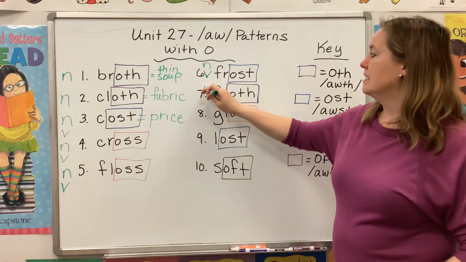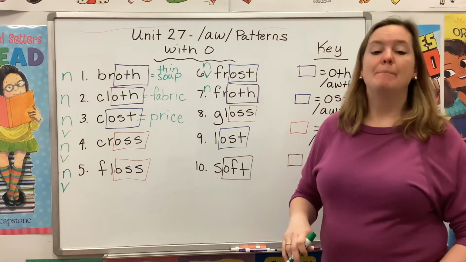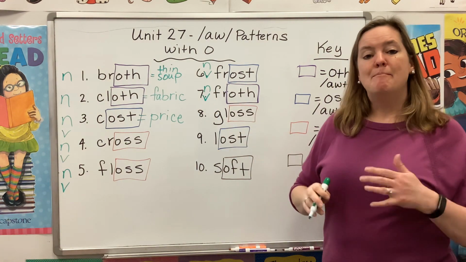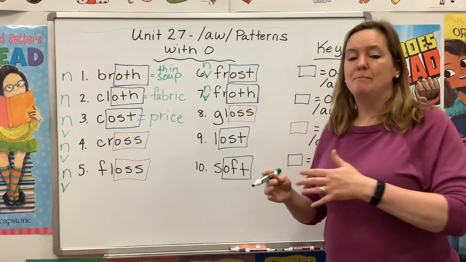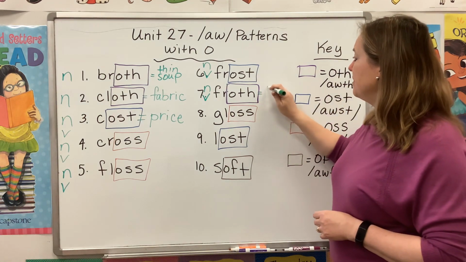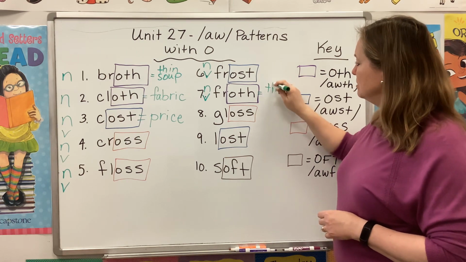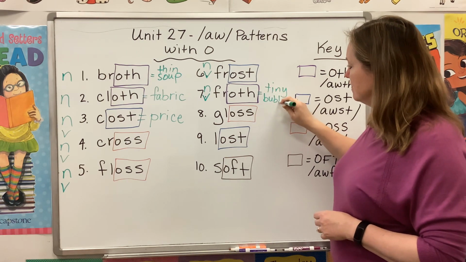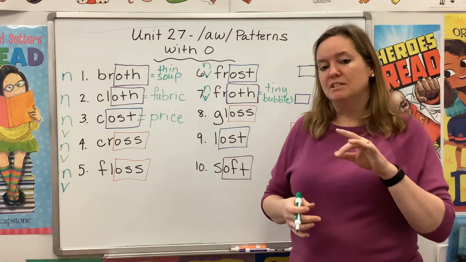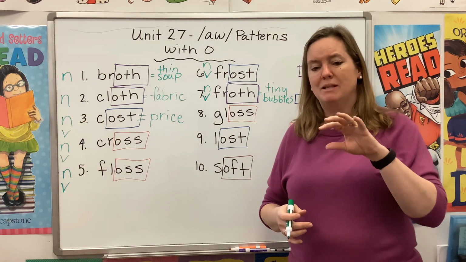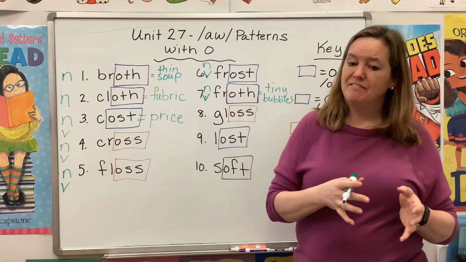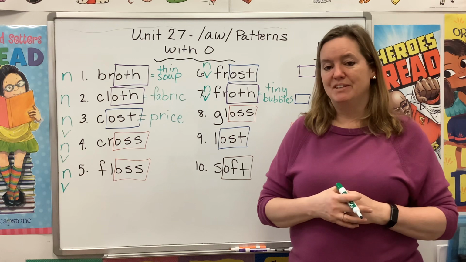Froth is a noun, but it can also be used as a verb. Are you noticing a pattern here? Many of our words this week can be used as nouns and verbs. When I think of froth, I think of tiny bubbles. If you make some hot chocolate, sometimes there's little tiny bubbles. So you put some whipped cream in there, there's some little bubbles, some froth on the top. Some fancy coffee drinks have froth on the top.